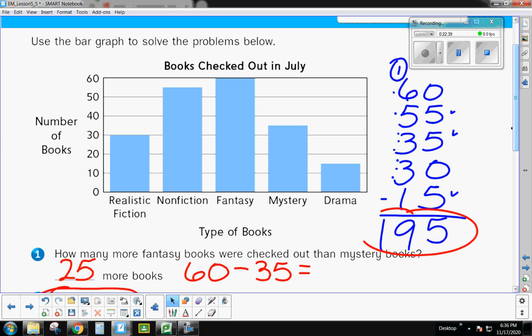So bar graphs tell you things like what was the most popular, what was the least popular. You can compare how many more, how many less. You can also combine and say, well, how many people checked out fantasy and mystery? And we could add those together. So you could have all kinds of questions there.